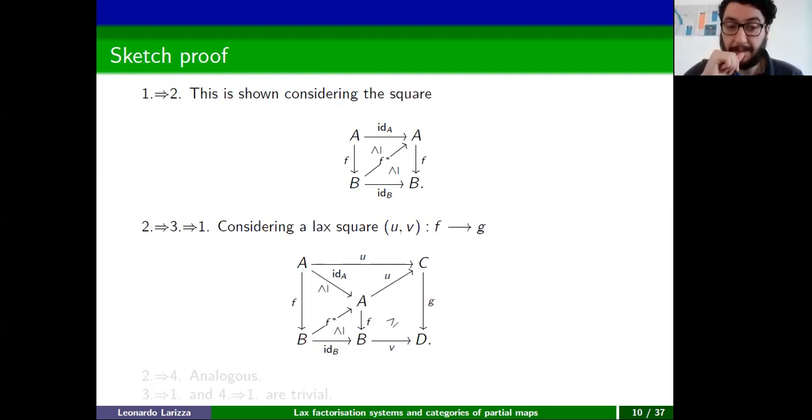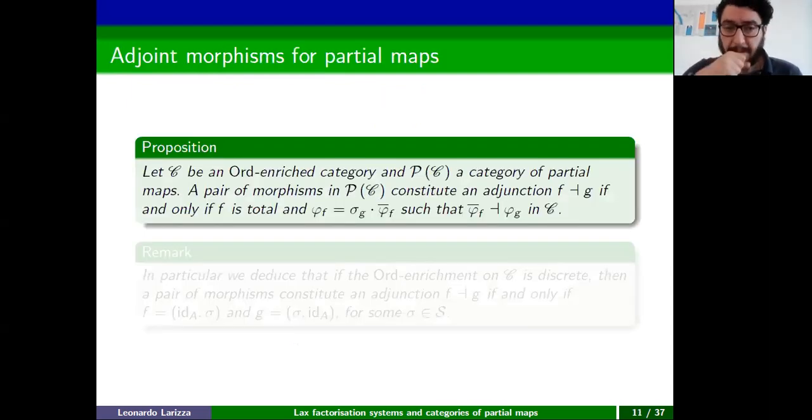Moreover, whenever F is a left adjoint, then for any lax square UV going from F to any G in C, we can build a lax diagonal morphism by composing U and F star. And this in particular also implies that F is orthogonal to itself. With these two arguments, the rest of the proof is trivial, or rather analogous to that. In particular, if we consider partial maps, we consider C an order-enriched category, so we would like to build the general notion of order, and PC a category of partial maps.